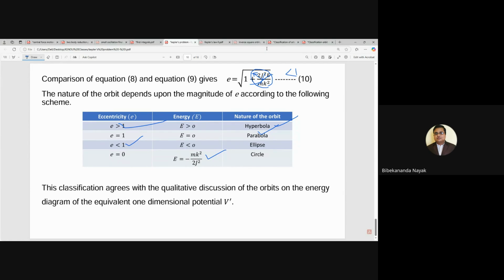There are other things, small oscillation, scattering. It is not possible to discuss today. There are a few things left from this section. Actually, we will discuss them when we start classical mechanics 2.